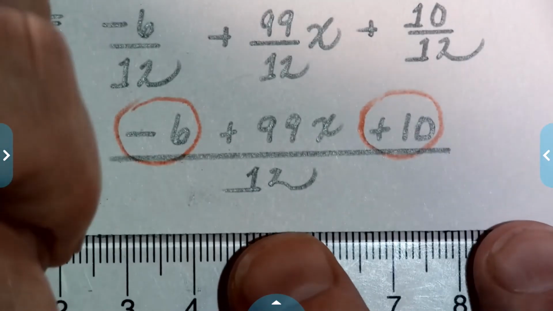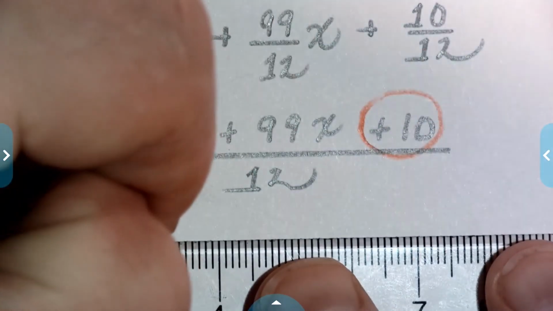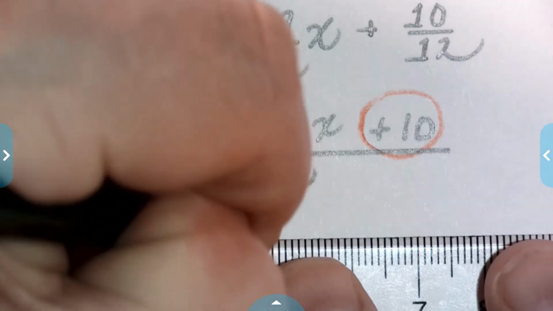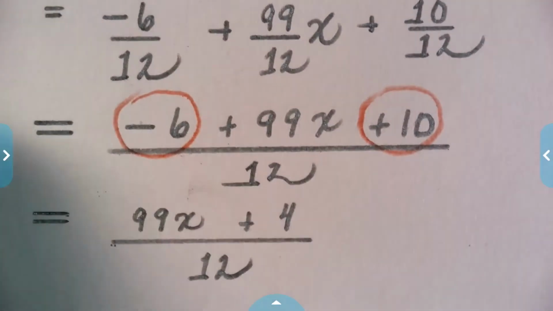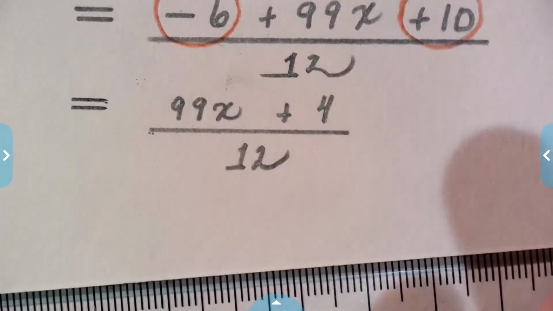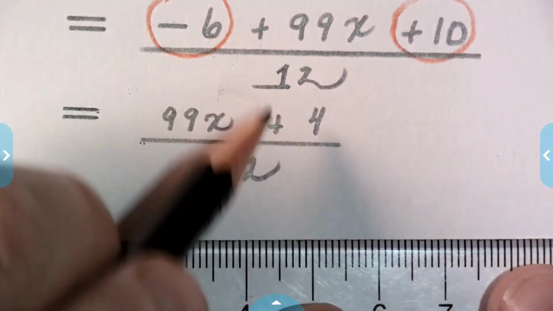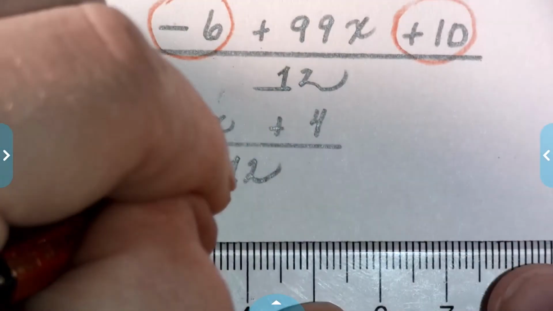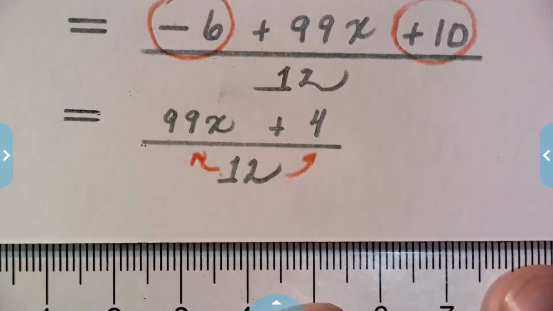So this is equal to 99x plus 4 over 12. That's one way to leave it. That's, I mean, technically correct. But what we should probably do now is split this fraction back up. Okay? Basically, I'm going to give a 12 denominator to the 99x and a 12 denominator to the 4. Right?